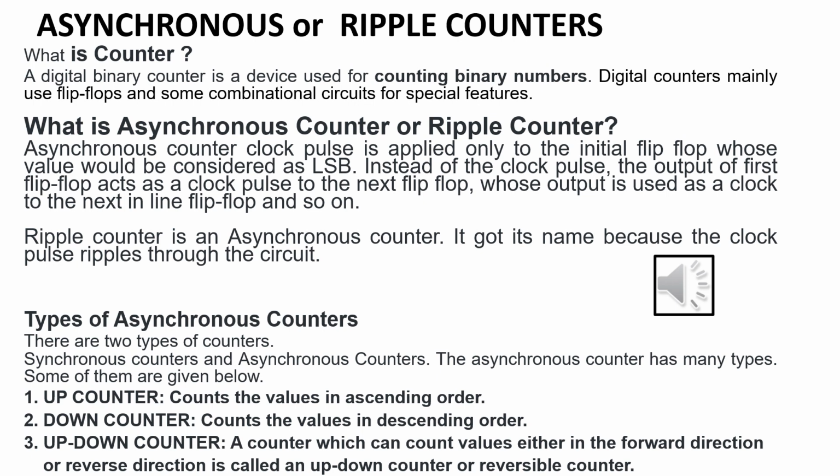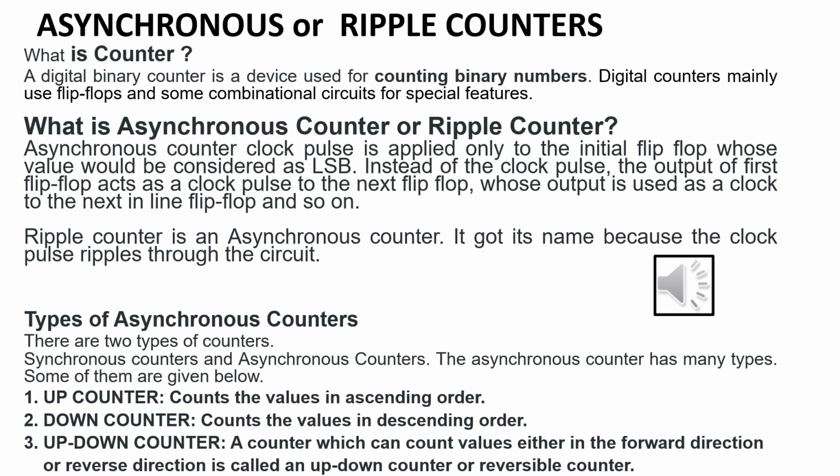There are two types of counters. One is synchronous counter and another one is asynchronous counter. In synchronous counters, the same clock pulse is given to the flip-flops at the same time. In asynchronous counter, different clock pulses are given to the flip-flops. How are different clock pulses given here?